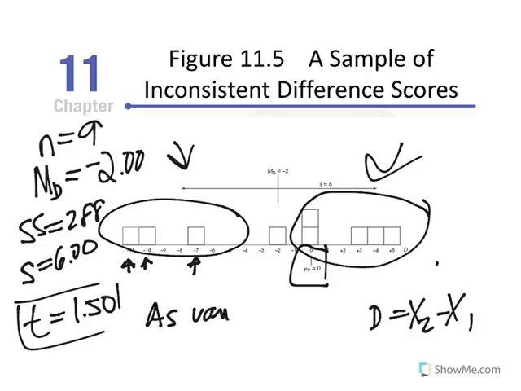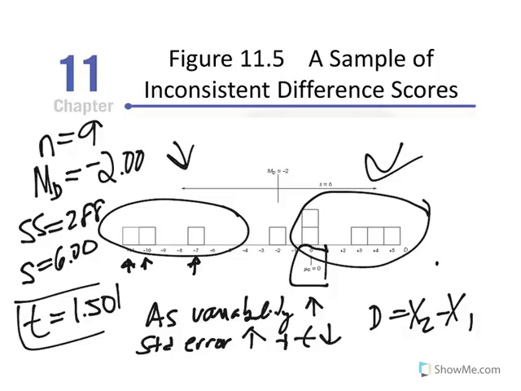As variability increases, standard error increases, and t decreases. And as our t decreases, that means that we're talking about a t value closer to the center, and decreases our likelihood of rejecting the null hypothesis. So I tend to show these relationships, but I hope that these two figures give you a better visual interpretation of what we're talking about when we say large variability decreases our ability to reject the null hypothesis.